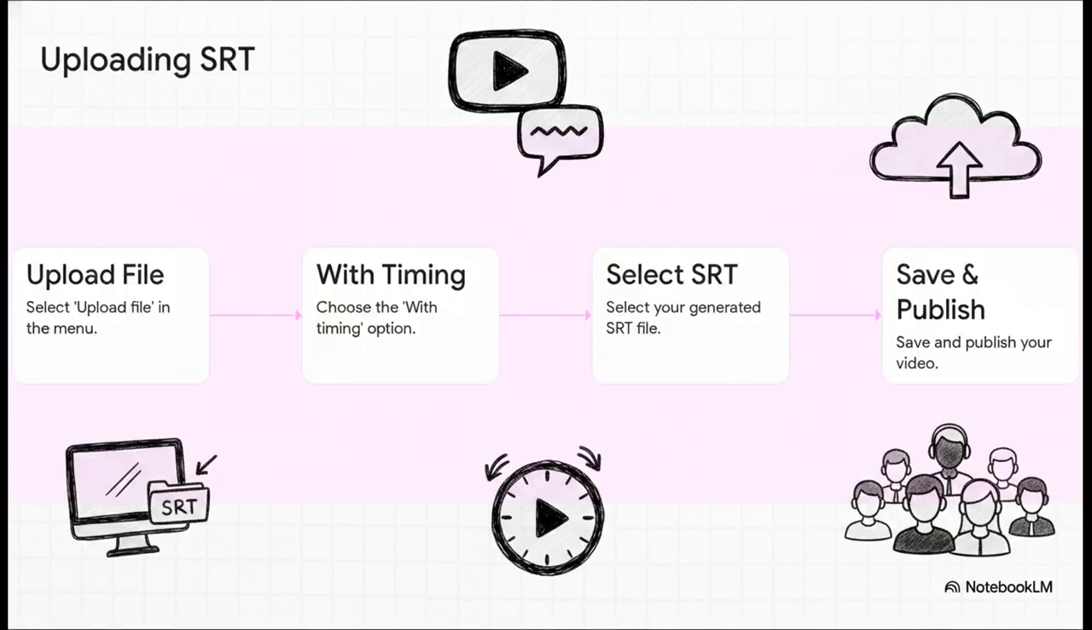So, once your chosen tool hands you that shiny new SRT file, bringing it into YouTube is an absolute breeze. Head right back to that same subtitles menu in Studio, select Upload File, make sure you choose the With Timing option, and just grab your SRT. That's it. You totally bypass the manual editor and let those precise timestamps do the entire job for you.